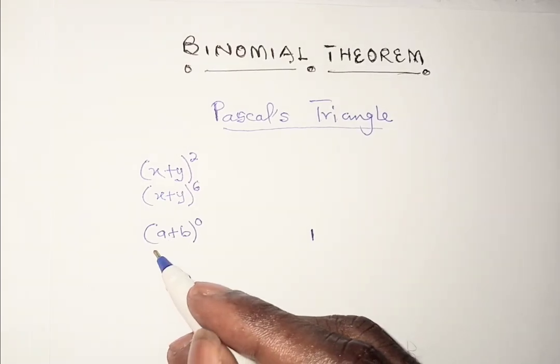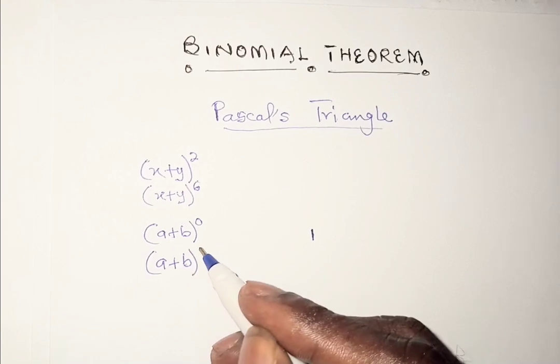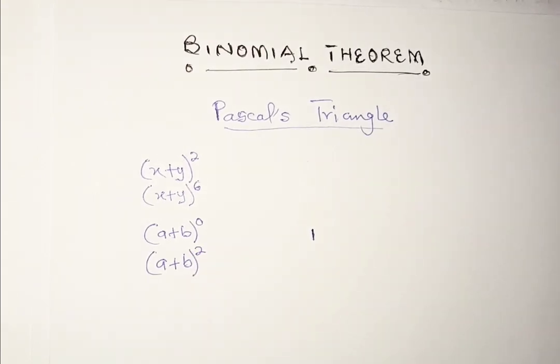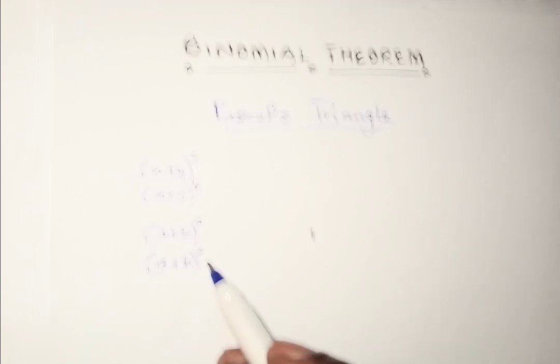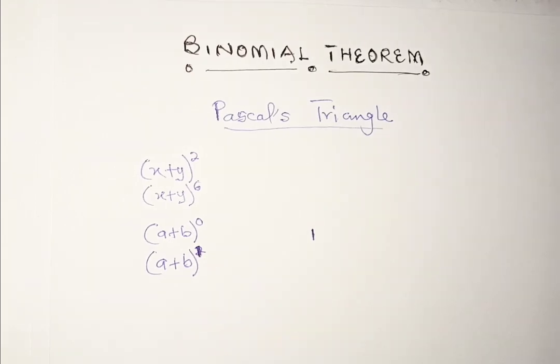Okay, now let's continue with (a + b) to the power of 2. Or let me start with 1. Yes, let me start with 1. So (a + b) to the power 1. What do you think will be the coefficient? Now you know that any number to the power 1 gives me the same number.